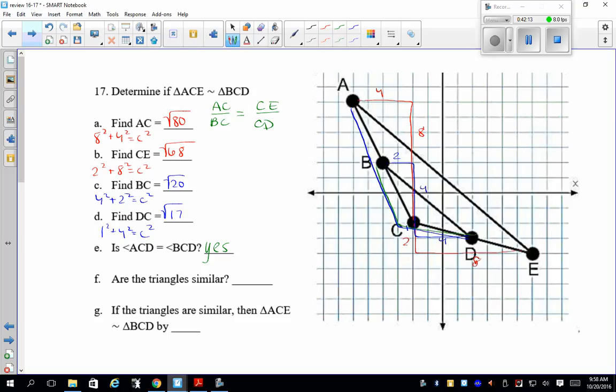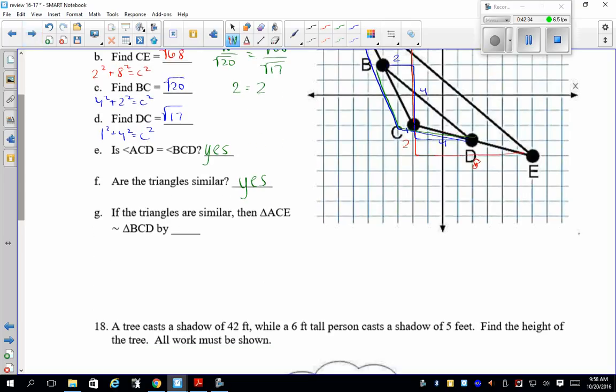And if I try this in the calculator, square root of 80 over square root of 20 and square root of 68 over square root of 17, I do get 2 for both. So they have the same ratio. So the triangles are similar. And again, I used 2 sides with an angle in between, so these are similar by side angle side similarity.